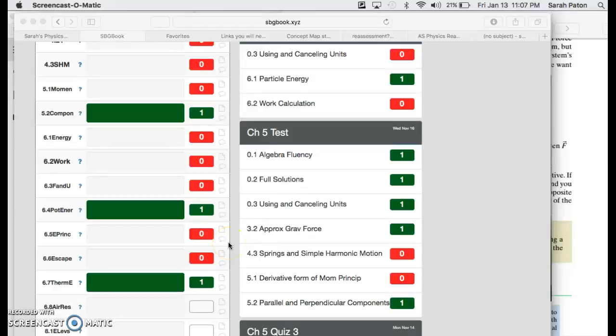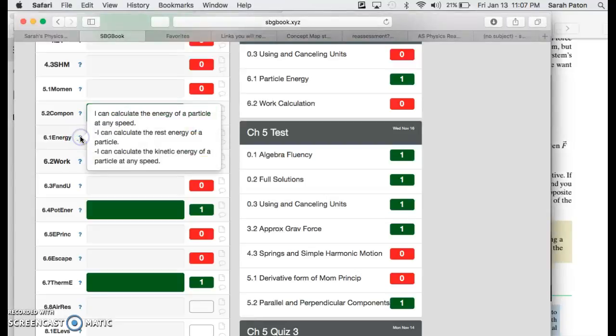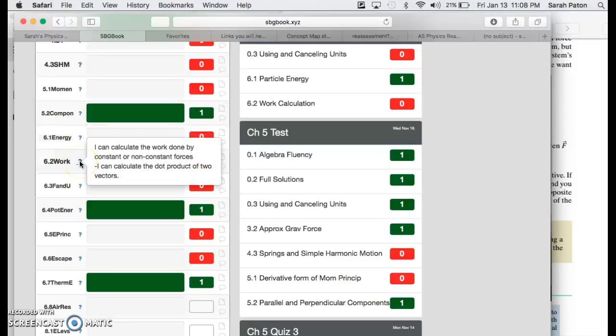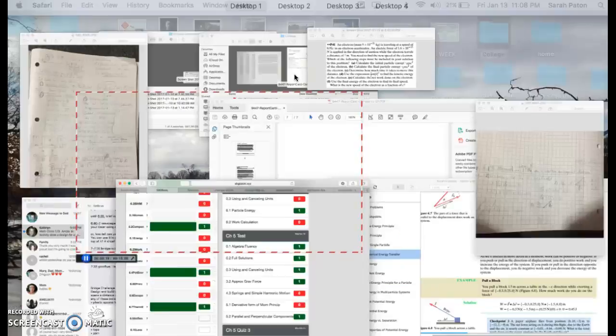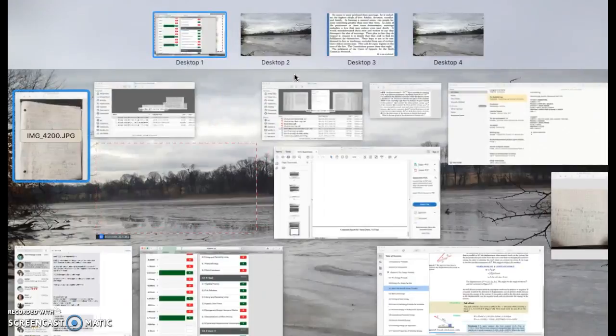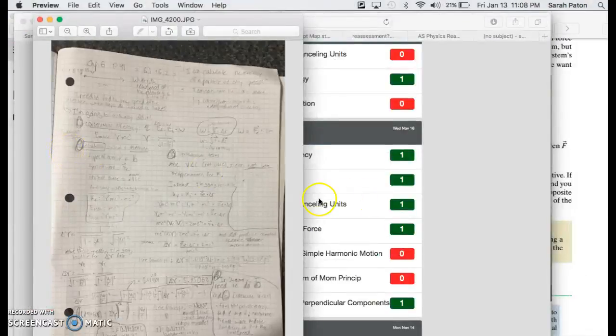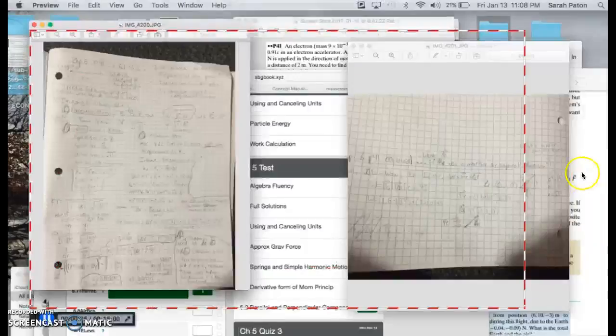Hi, Mr. Burke. I'm here to reassess standards 6.1 and 6.2, namely that A, I can calculate the energy of a particle at any speed, including rest energy and kinetic energy, that B, I can calculate the work done by constant or non-constant forces, and that I can calculate the dot product of two vectors. I picked chapter 6, problem 41, and I will show you what I did.